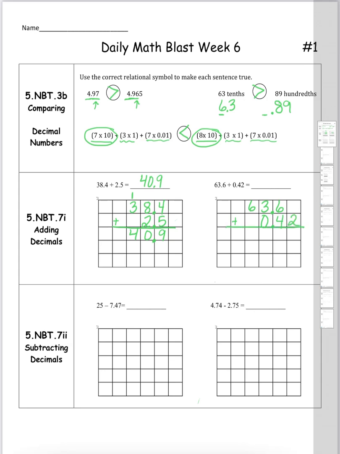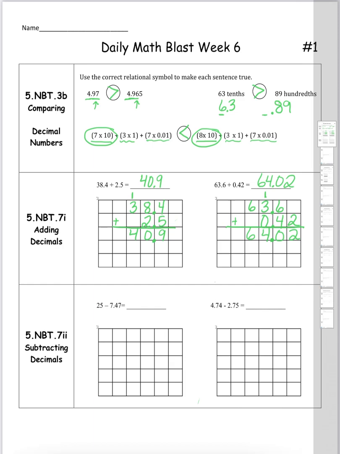Now my like units can be added. I have 2, 10, we'll bundle 10 of those and make it into a 1. 1 1 and 3 ones is 4 ones, and 6 tens in this column. So the sum here is 64 and 2 hundredths.